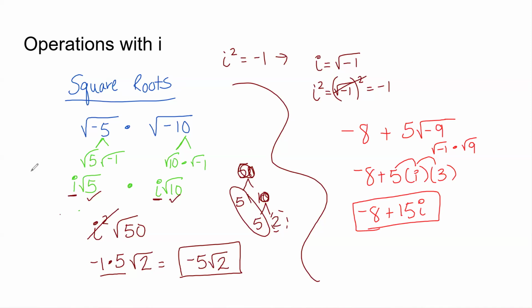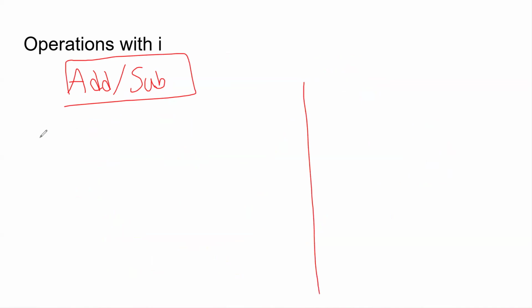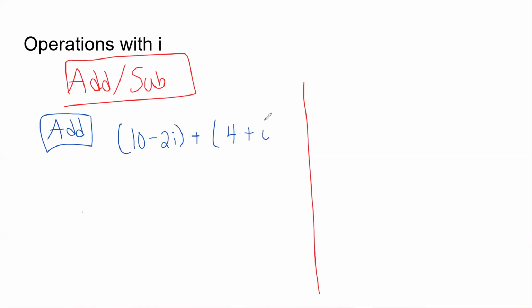Alrighty. Let's go on to actual problems with i. Let's go into addition and subtraction with i. Addition is very straightforward. They're both very straightforward. Addition's easier though. So addition, let's have (10 - 2i) plus (4 + i). It's in parentheses there just to kind of keep each section separated. You don't really need the parentheses there. Feel free to take them out if that bothers you. Just rewrite it without parentheses.